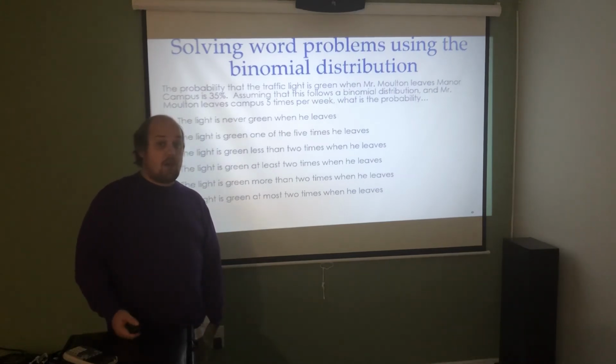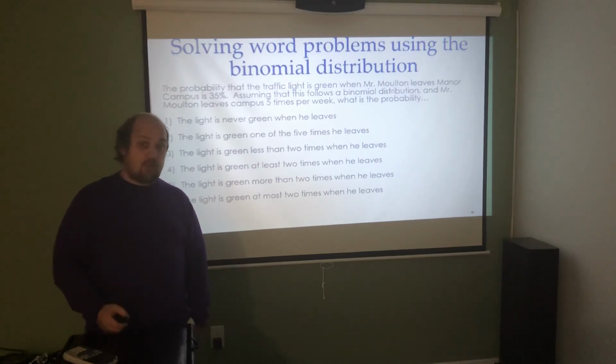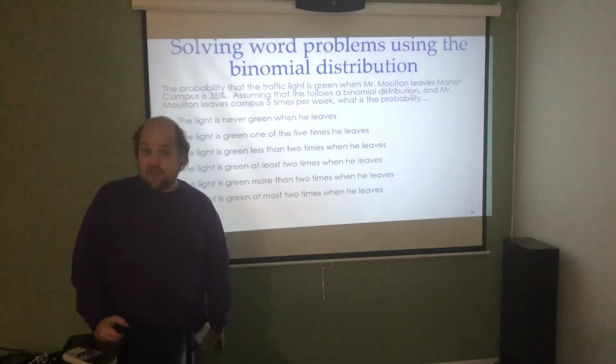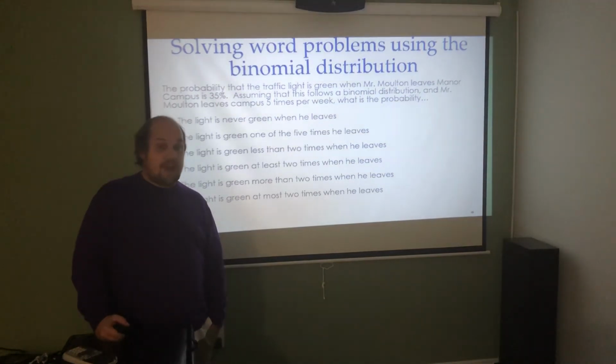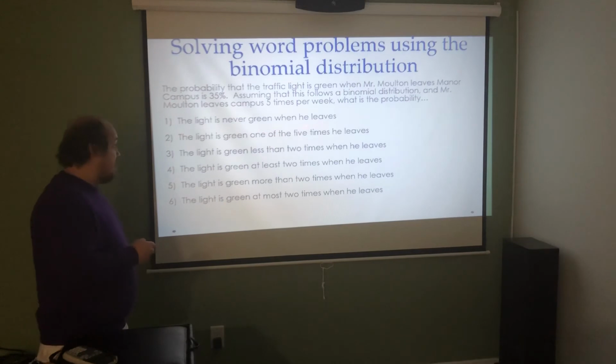So when I run the formula for 0, it would be 5 nCr 0, 0.35 to the power of 0, 1 minus 0.35, which would give me 0.65, to the power of 5 minus 0, or to the power of 5. When I did that out, I would have the answer to the question, what's the probability that the light is never green when I leave?